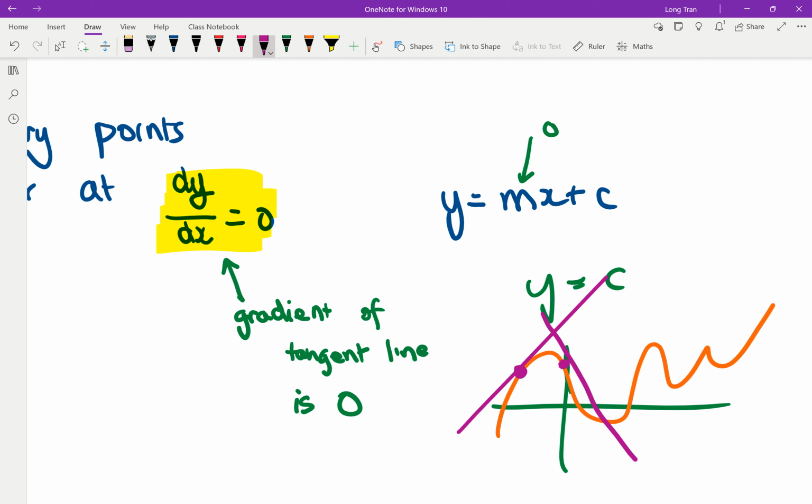At every turning point, you have a gradient of 0. Whether it's a maximum peak or a minimum peak, there has to be a gradient of 0. That tangent line is going to be flat. So this is where exercise 18C gets you to find the maximum or turning points of any graph.